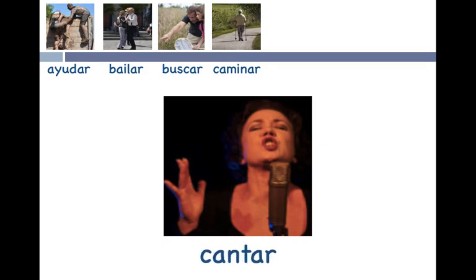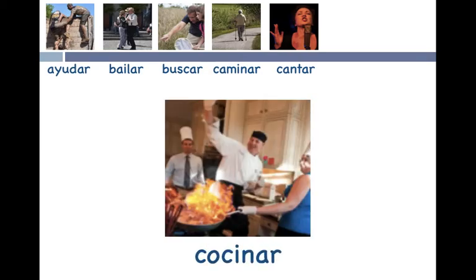Let's say them all. Repita, ayudar, bailar, buscar, caminar, cantar. Repita, cantar, which means to sing. If you know the term cantor, a cantor in a church or a synagogue is the one who sings. You can also maybe think of chant, and chanting is a way of singing as well. Let's say them all. Repita, ayudar, bailar, buscar, caminar, cantar, cocinar. Good, to cook. So that's a little bit easier. It starts with C-O, like the word cook. One more time, repita, cocinar.